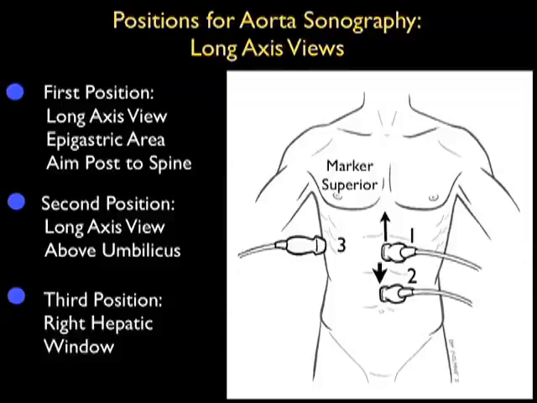Now, if we're having problems visualizing the aorta due to the presence of a lot of bowel gas, we can also get a glimpse of the aorta from probe position 3, the right hepatic window area. This is going to be about the region where we're going to look at the trauma fast right upper quadrant view, but here we're going to angle the probe more anterior over the kidney to get a glimpse of the abdominal aorta in long axis.